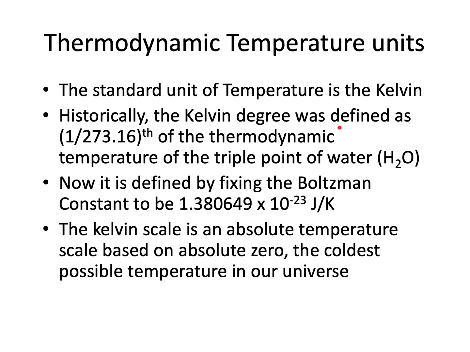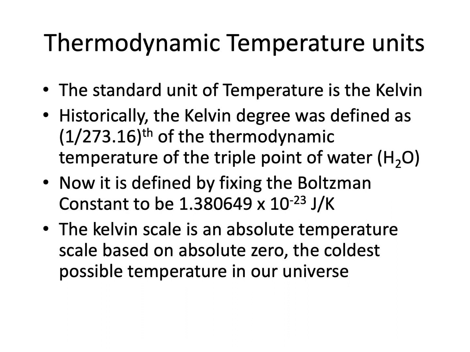Now, historically, the Kelvin degree was defined as 1 over this fraction of the thermodynamic temperature of the triple point of water, H2O. And the triple point, there's a particular pressure and a particular temperature at which water can exist in all three of its phases simultaneously. It can be solid, liquid, and gas all at once at that particular pressure and temperature. And so they take that and they divide it by this number, and that is how the Kelvin degree was defined historically.